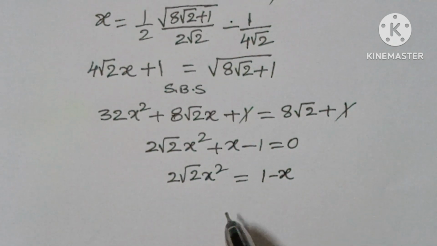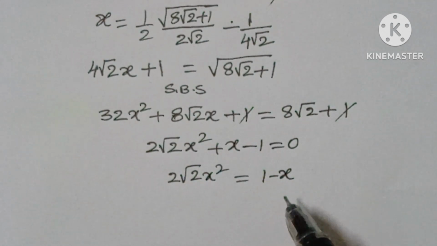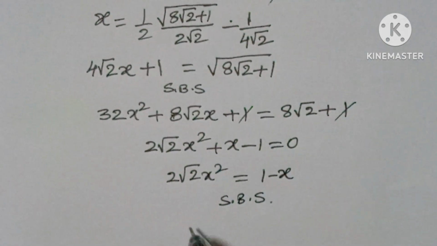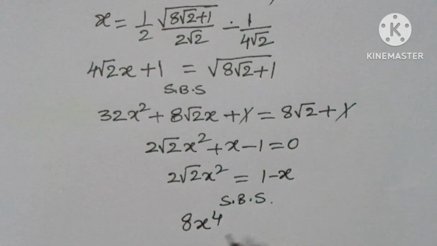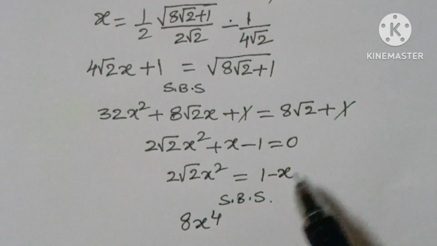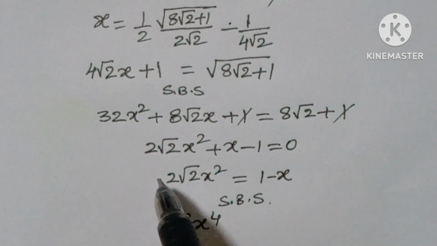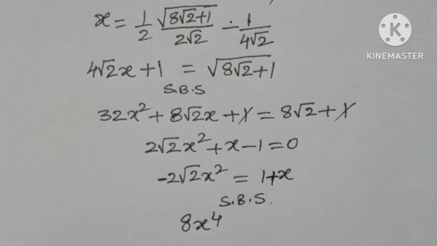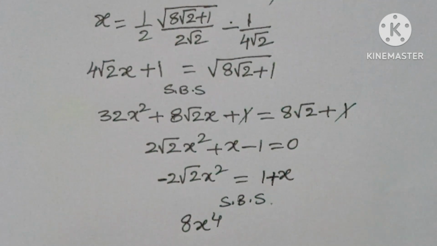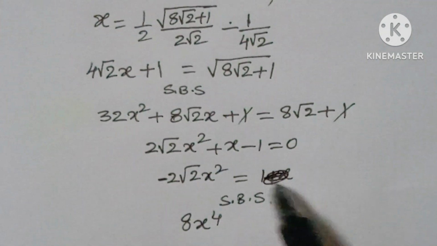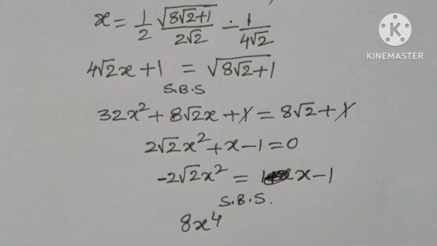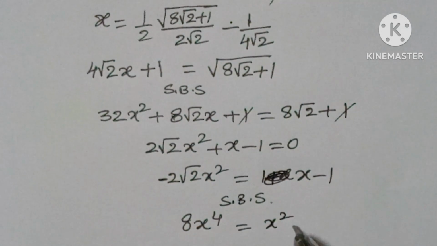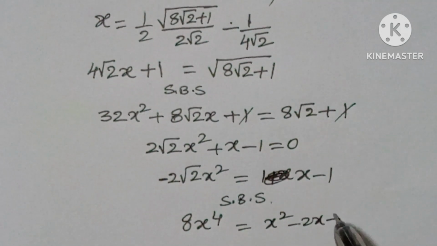Now squaring on both sides, you will get 8x to the power of 4. So it is better you write this one, sorry, here you'll get x minus 1. Now 8x power 4 is equal to x square minus 2x plus 1.